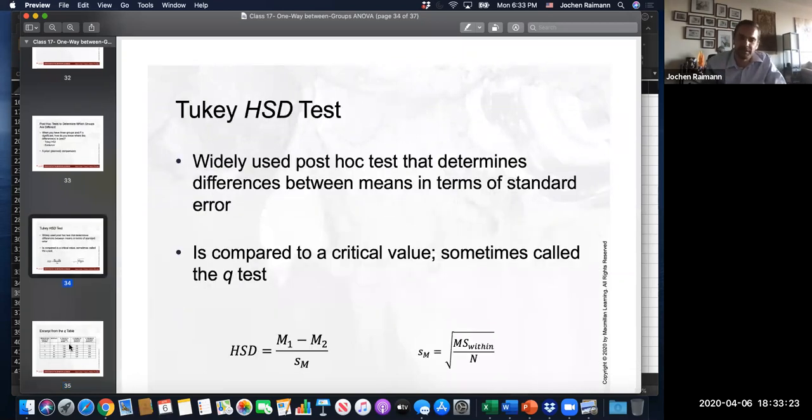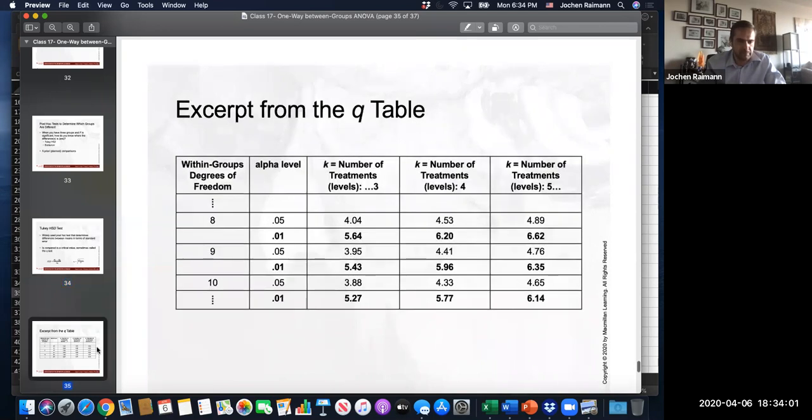Tukey's honest significance testing essentially uses a principle that we know already. It's the mean 1 minus mean 2 divided by the standard error, where the standard error is determined by the mean squares within divided by the n. So essentially that will lead you to this so-called Q, this critical value. In essence, you would use ANOVA in a statistical test, so this will not be something you often calculate by hand.